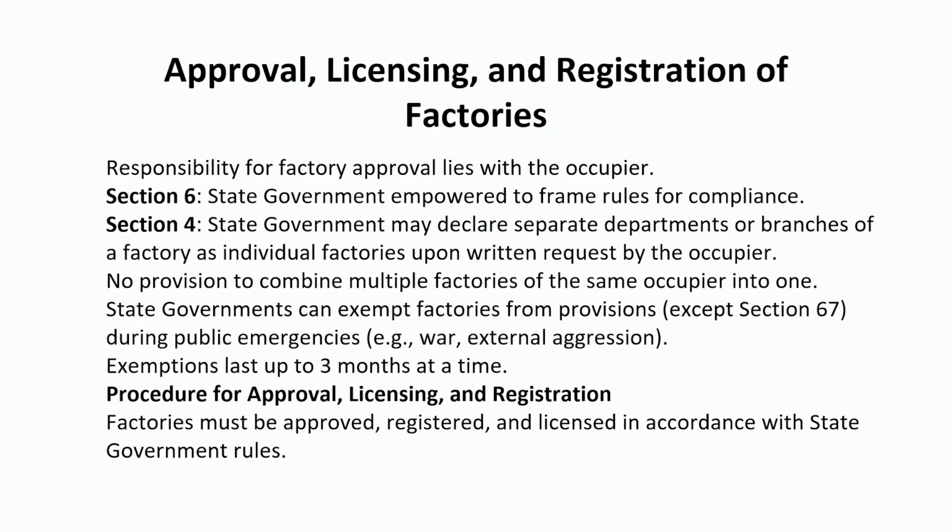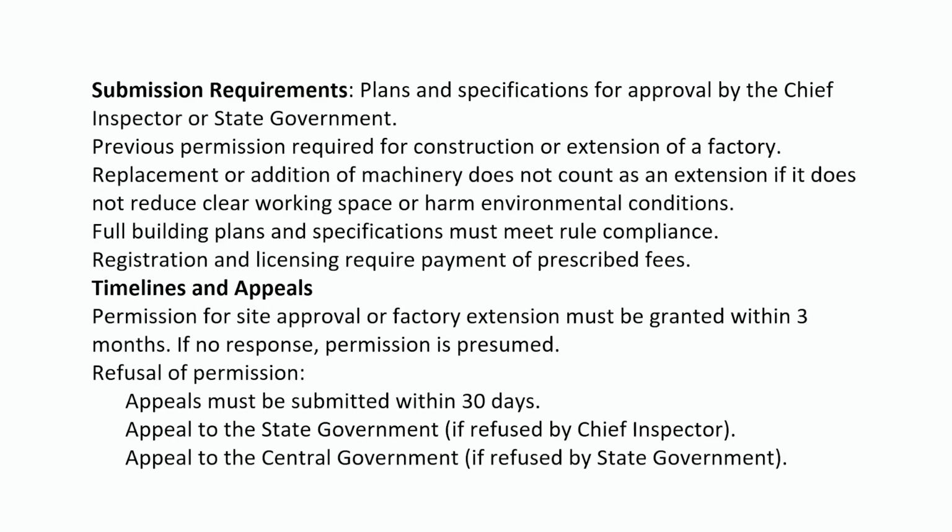Because if they want to start any kind of factory, the approval has to be taken up by the occupier, and this factory has to be registered and licensed in accordance with the state government rules. Submission requirements: the plans and the specification for approval by the chief inspector or the state government. So it is very necessary. If they want to set up any kind of factory, they must produce their blueprints. The plan and the specification have to be approved by the chief inspector and the state government.